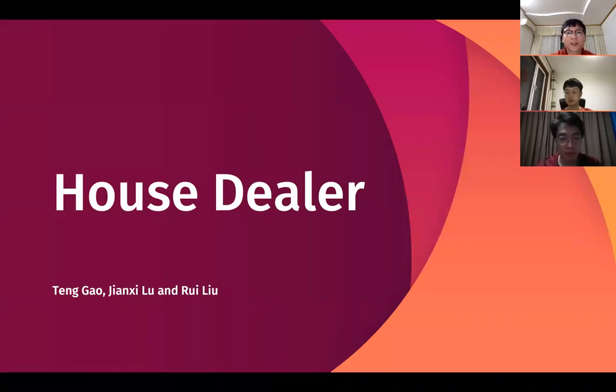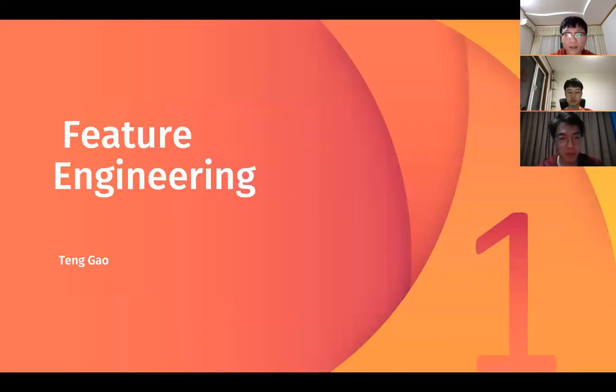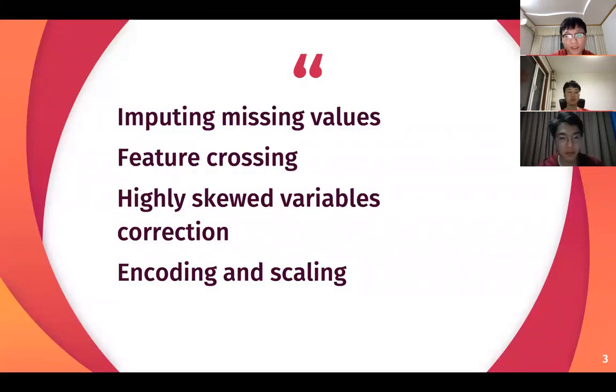Today we are going to talk about the project. I focus on the feature engineering. There are mainly the following four parts: imputing missing values, feature crossing, highly skewed variables correction, encoding and scaling.